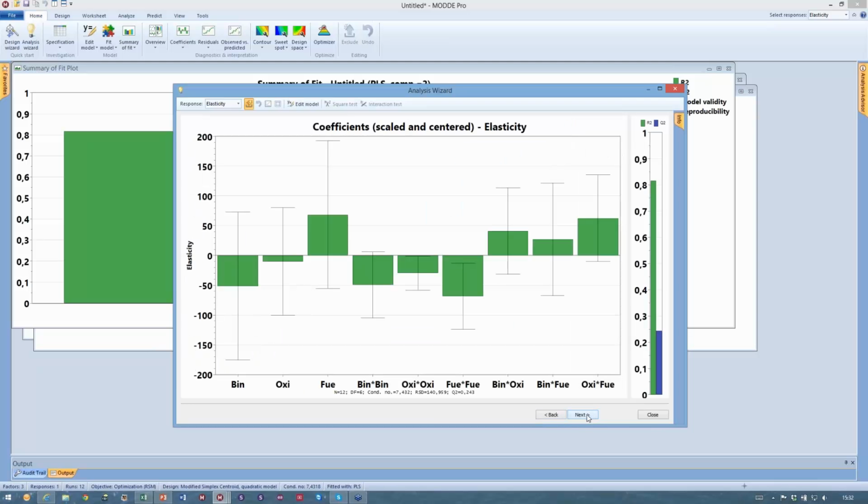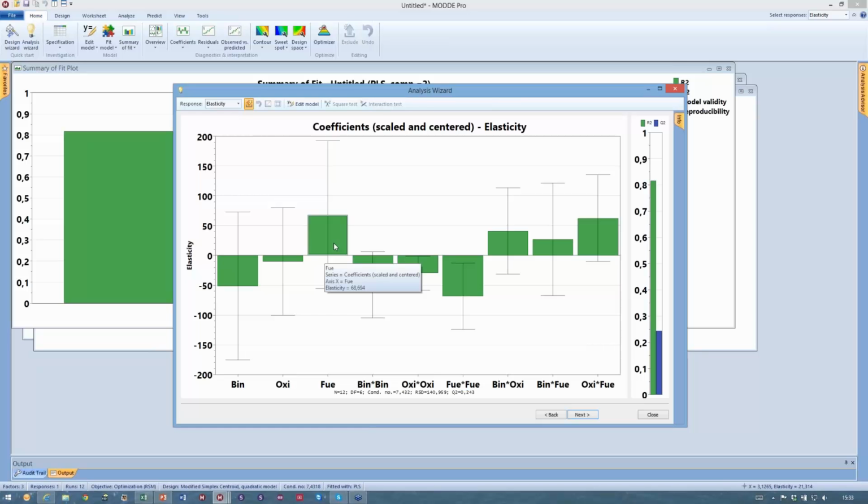Here we see the regression coefficients, and now remember that they all depart from the combination of the overall centroid in this case. So we see that decreasing binder in the formulation and increasing the proportion of fuel in the formulation would encode a larger or a higher numerical value of the elasticity response.